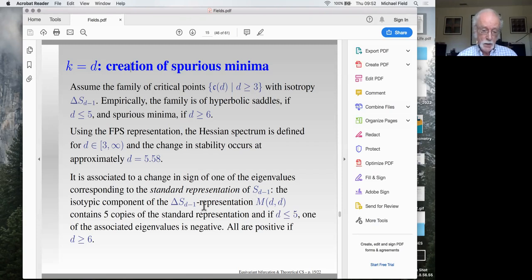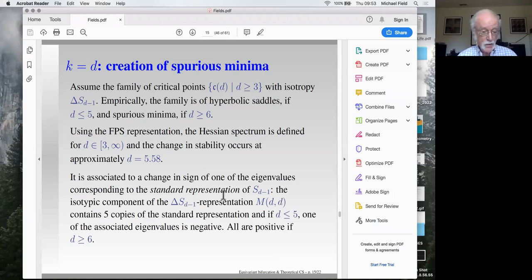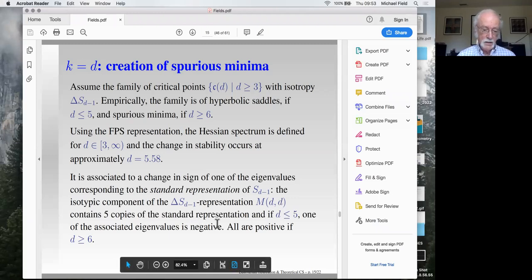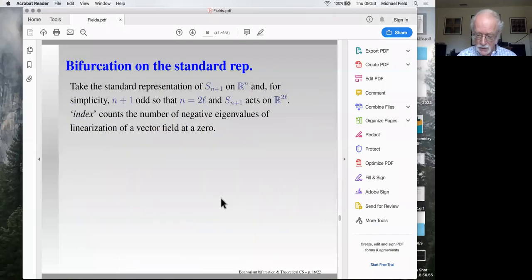So in this case, we're looking at the representation of S_{D-1} on this space of matrices here. It actually has 5 copies of the standard representation. And as you go from D equals 5 to 6, well, at D less than or equal to 5, one of the eigenvalues is negative, and they're all positive when D is greater than or equal to 6. Okay, let me back off that a second. I don't want to go there for a minute.